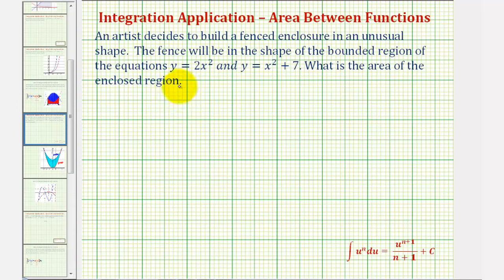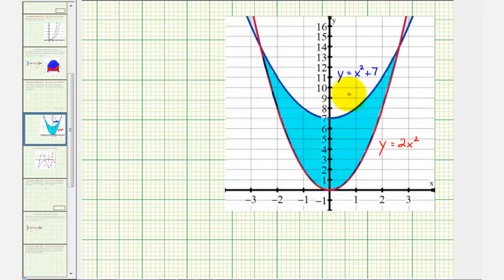So to begin, we want to graph these two equations on the coordinate plane to determine the bounded region. So here's the graph of the two equations on the coordinate plane. Notice how the shaded region here would be the region we're trying to find the area of. Notice how the area is bounded above by y equals x squared plus 7 and bounded below by y equals 2x squared.